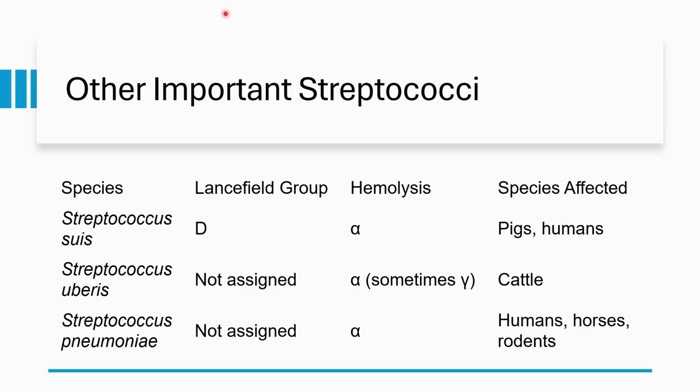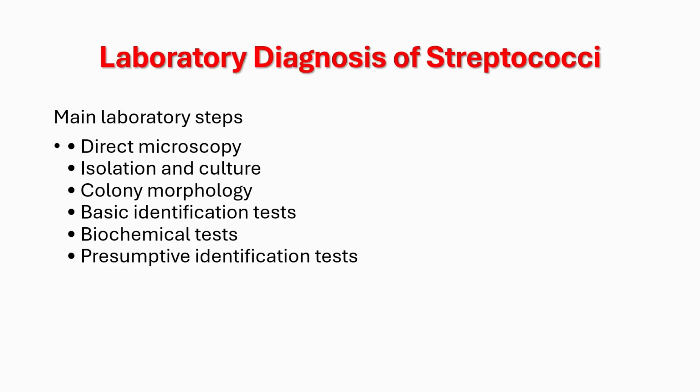Some of the Streptococci are not assigned to a Lancefield group. The first one is Streptococcus uberis. It is another significant veterinary pathogen that causes mastitis in cattle, and it typically shows alpha hemolysis. Finally, Streptococcus pneumoniae is a very well-known alpha hemolytic streptococcus, which infects both humans and also animals like horses and rodents, particularly causing respiratory infections.